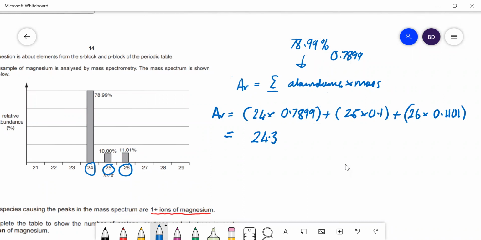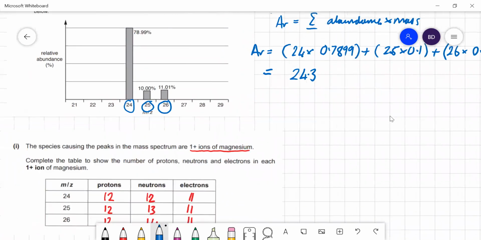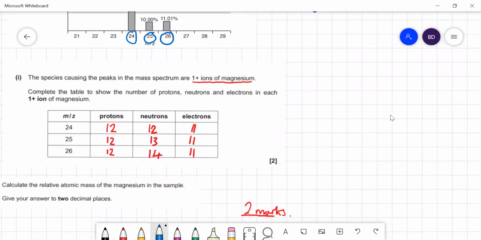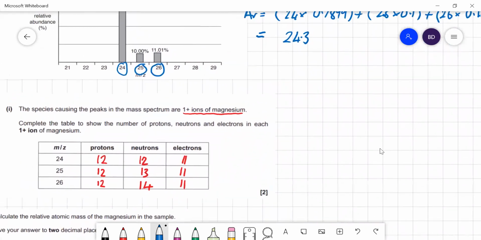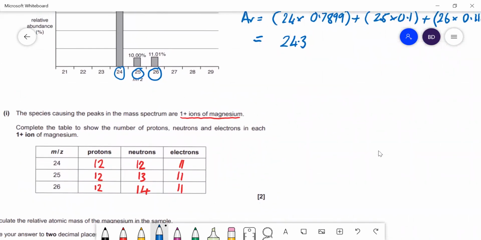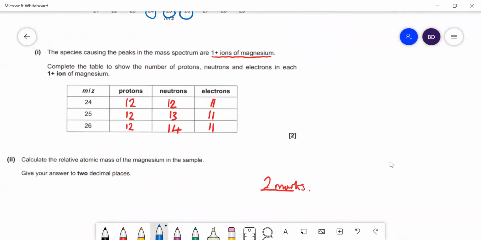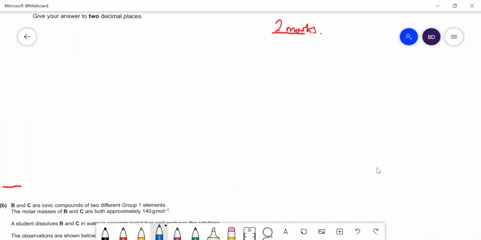Right, work that out on a calculator, you get an answer of 24.3. Now I think it asks to give the answer to 2 decimal places. Okay, so to 2 decimal places, that is 24.32. Sorry about that. Okay. That's 2 marks.